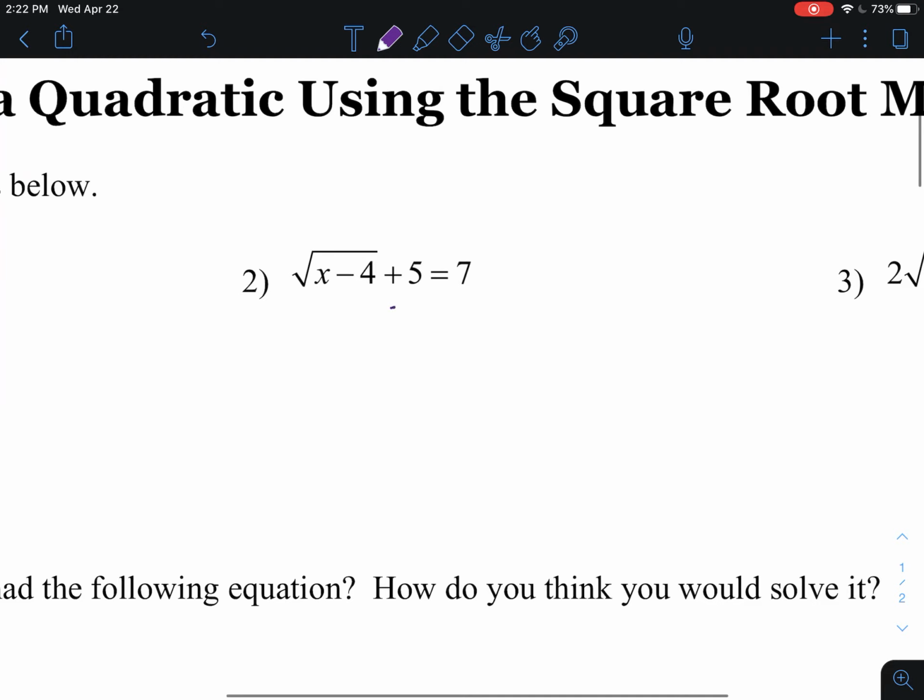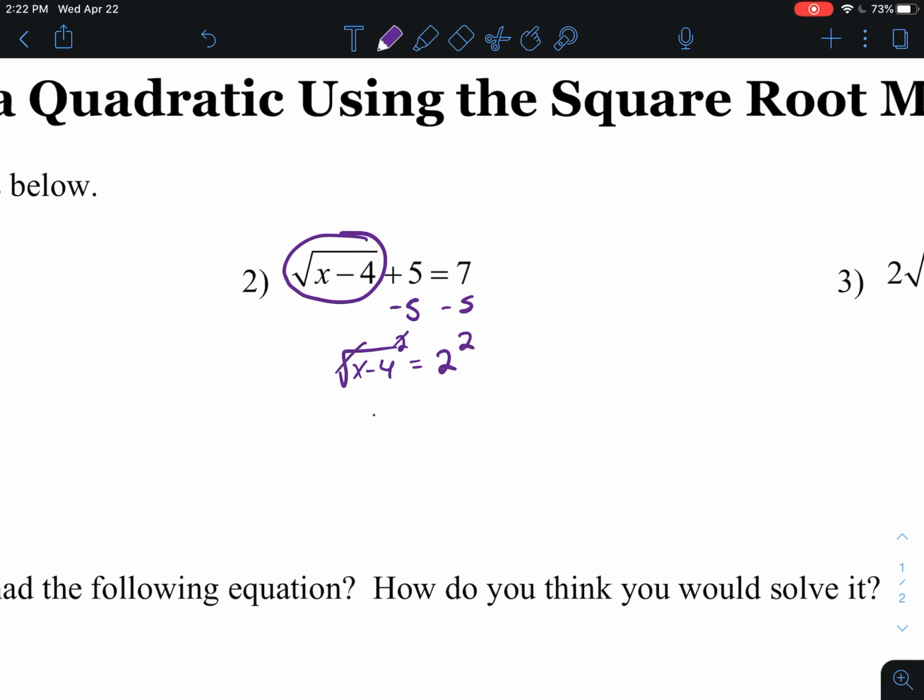Number 2, following the same idea, this time we have to work to isolate the square root, so we're going to subtract 5 from both sides. That gives us the square root of x minus 4 is equal to 2. We square both sides, knowing that square and square root will cancel, so x minus 4 is equal to 4. Add 4 to both sides, and that gives us x is equal to 8.